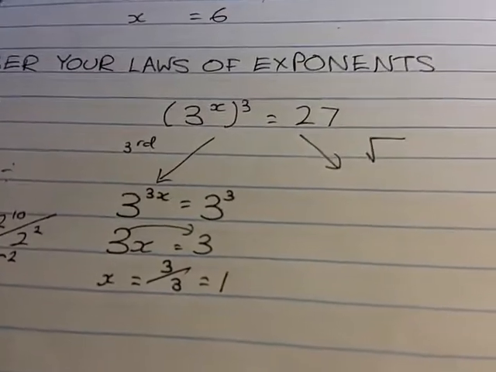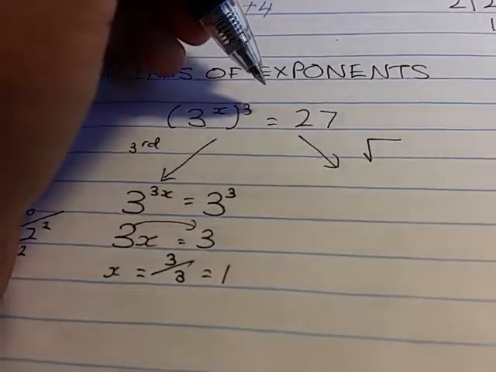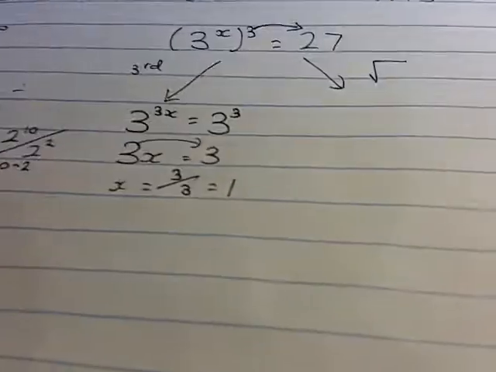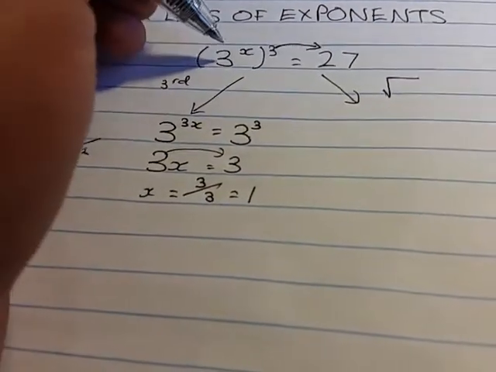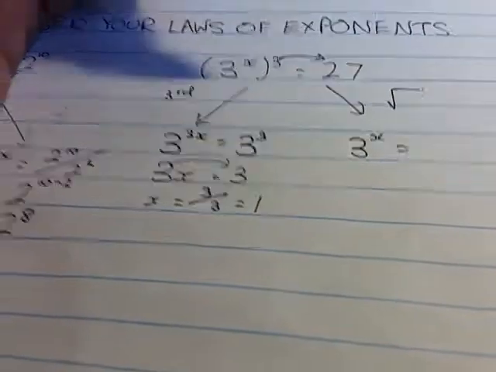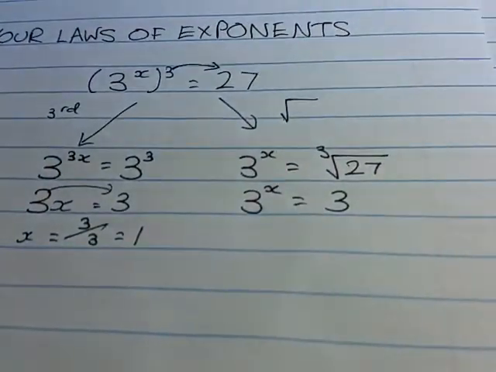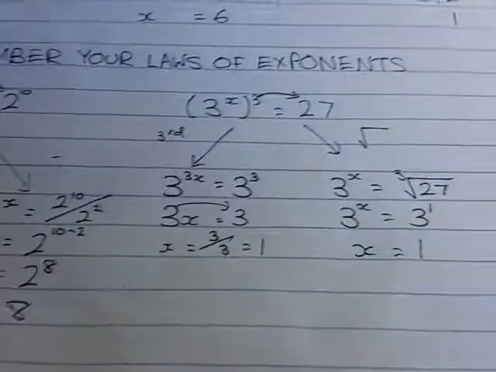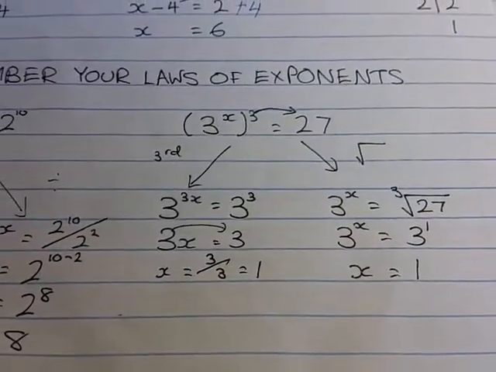And there you go. The other method involves moving this root first. I would then have 3 to the x equals the cube root of 27, since the opposite of cubing is cube rooting, which equals 3. So 3 to the x equals 3, and 3 can otherwise be written as 3 to the 1. Therefore, x equals 1. Two different methods for getting the same answer.